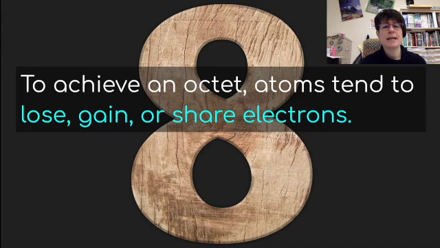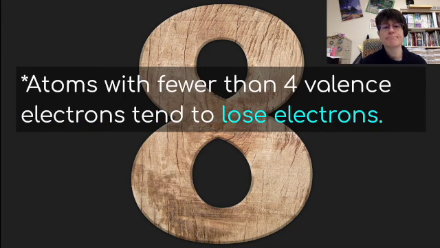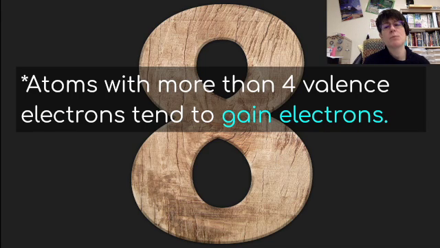To achieve an octet, atoms tend to lose, gain, or share electrons. Atoms with fewer than 4 valence electrons tend to lose electrons, and atoms with more than 4 valence electrons tend to gain electrons.